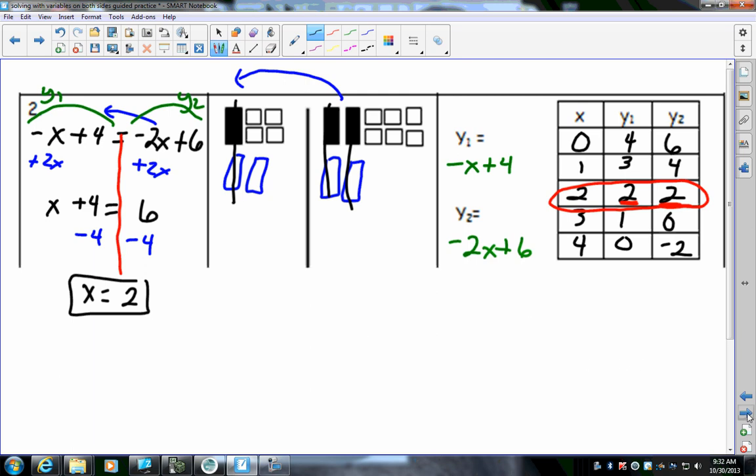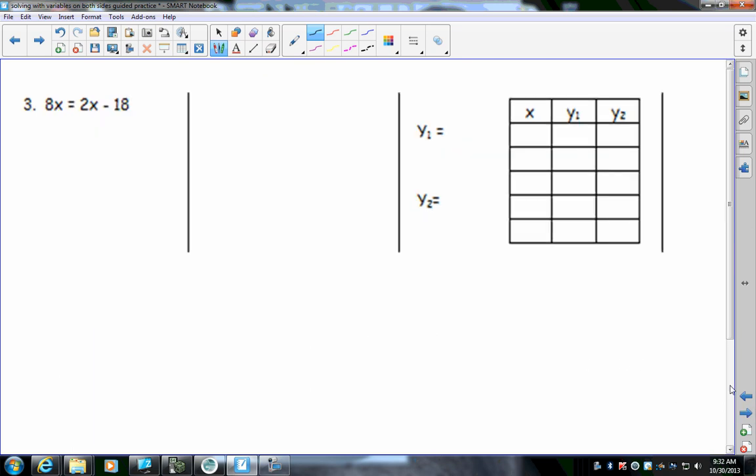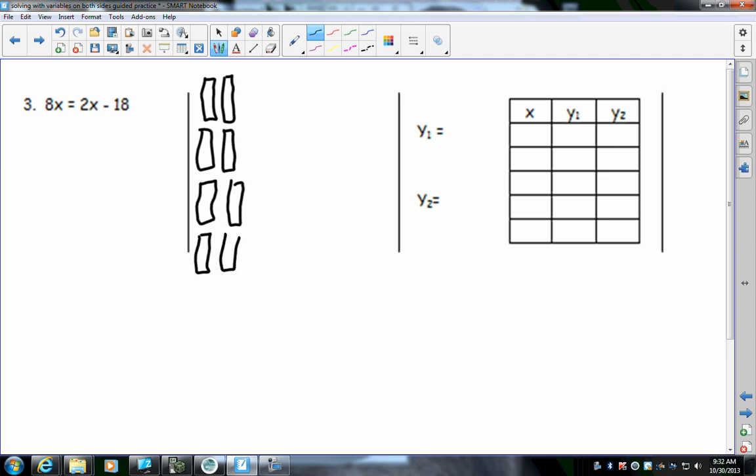All right, so the next one. This time they don't have the tiles. They give us the equation, so we need to draw the tiles. And it says 8x. So right now, let's draw 8 x's. Everybody should be drawing these. Miss Gray, you already drew them. Good job.